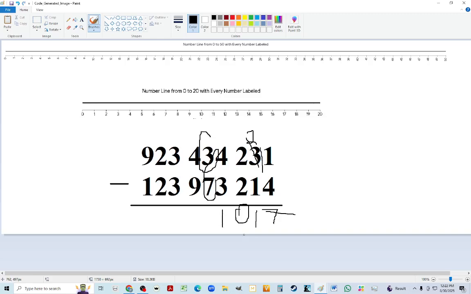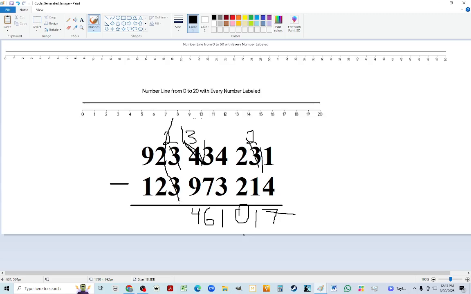Finally, 3 minus 7. I can't do it. I'll need to borrow a 1 from this 4. It becomes a 3. And I'm going to loan a 1 here. Now I have 13 minus 7. Well, here's 13. 1, 2, 3, 4, 5, 6, 7. That's a 6. 13 minus 7 is 6. Now this is now a 3. 3 minus 9 can't be done. So I'm going to borrow 1 from this 3. It's going to become a 2. And it's going to loan me a 1 over here. We got 13 minus 9. 13. 1, 2, 3, 4, 5, 6, 7, 8, 9. That's 4.